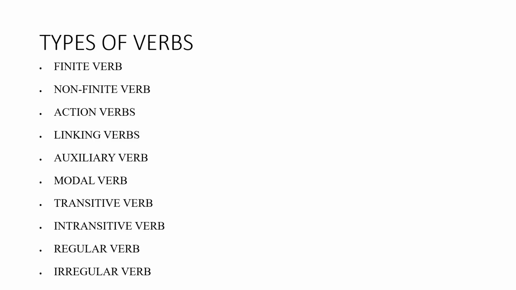Here we can see the types of verbs. We have finite verb, non-finite verb, action verbs, linking verbs, auxiliary verb, modal verb, transitive verb, intransitive verb, regular verb, and irregular verb. So let's see one.